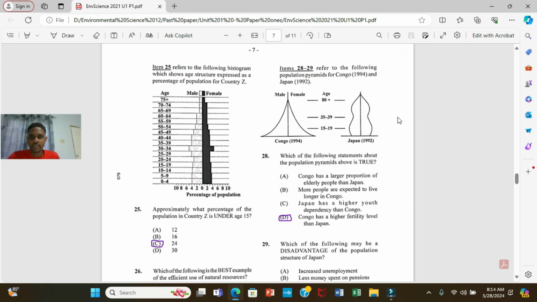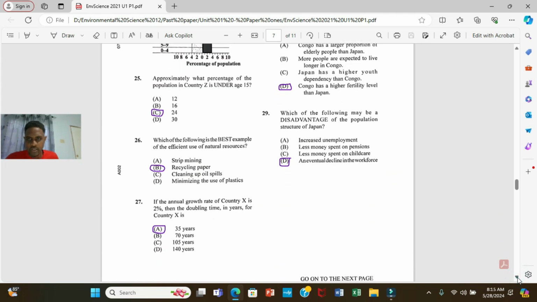Question 25 refers to the following histogram, which shows age structure expressed as a percentage of population for country Z. Approximately what percentage of the population in country Z is under age 15, and that is C, 24. 26. Which of the following is the best example of the efficient use of natural resources? The answer is B, recycling paper. Number 27. If the annual growth rate of a country X is 2%, then the double time in years for country X is, and the answer is A, 35 years.